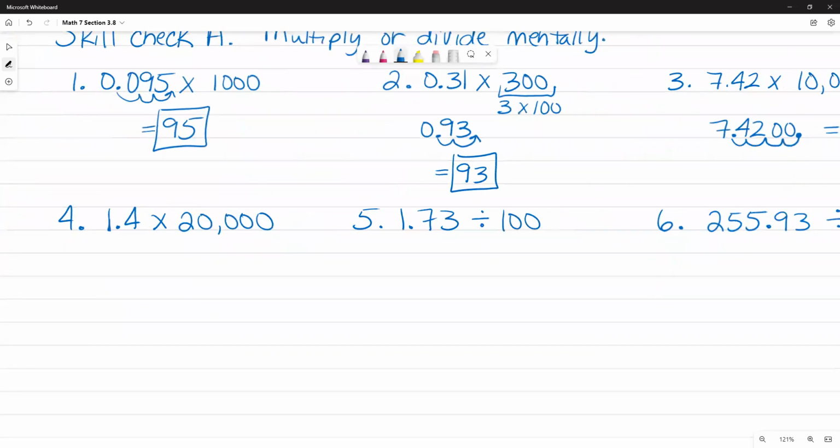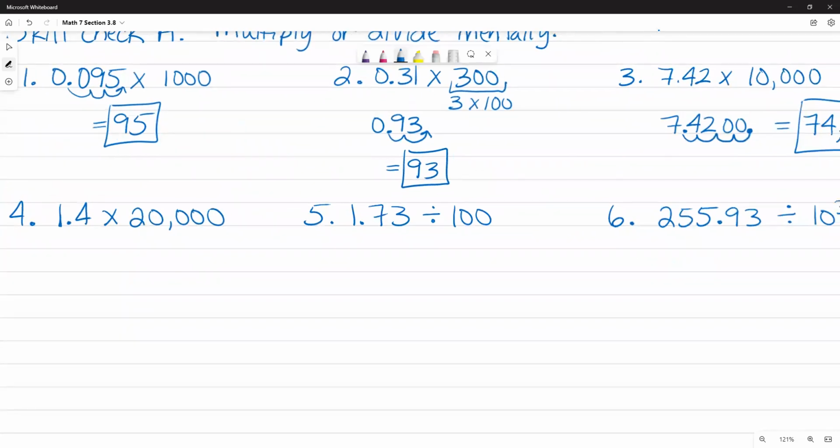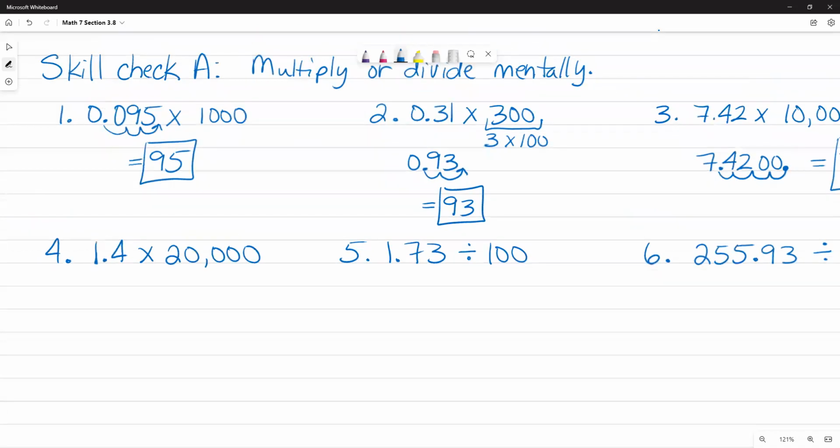Okay, so for 4, 5, and 6, all of them are dividing. So that means our decimal is going to move in what direction? Yes, left. I said left and I pointed right. Okay. So in number 4, though, do we have an exact power of 10? No. So we've got to separate that out. That's 2 times what? 10,000.